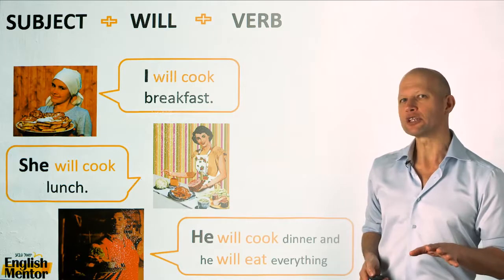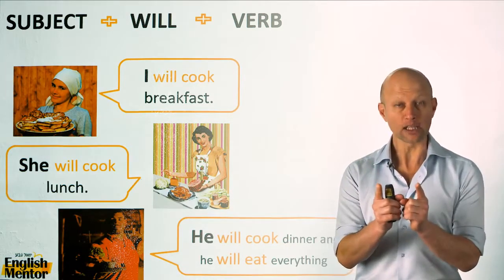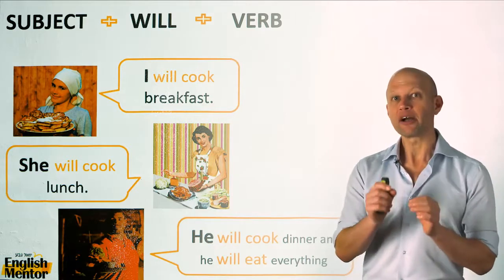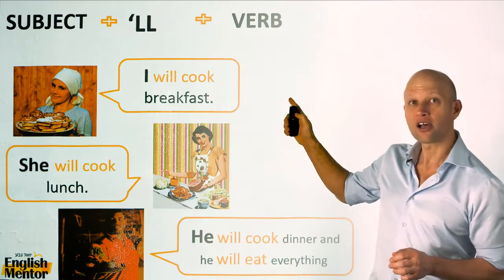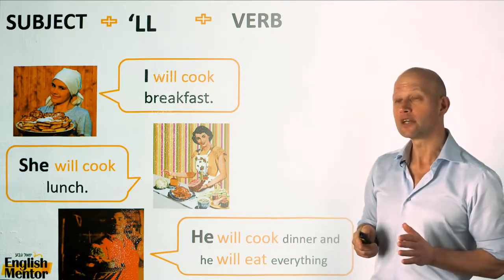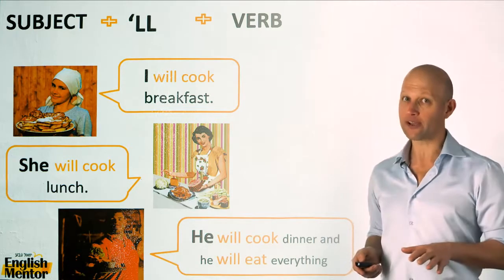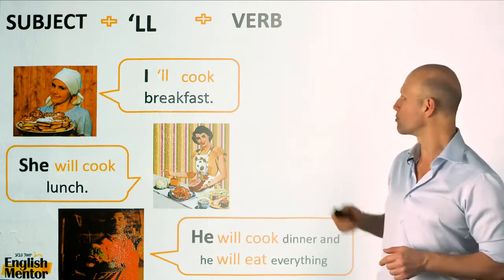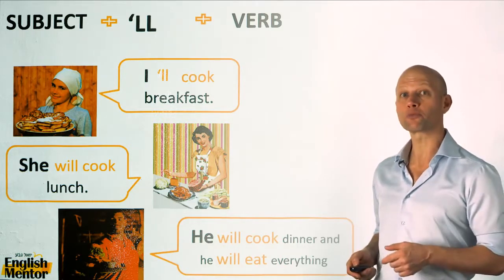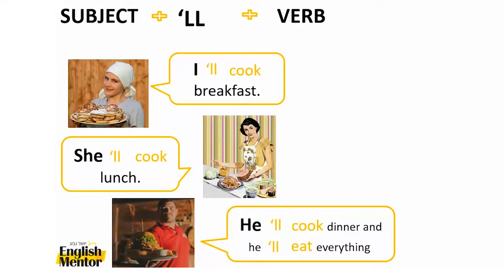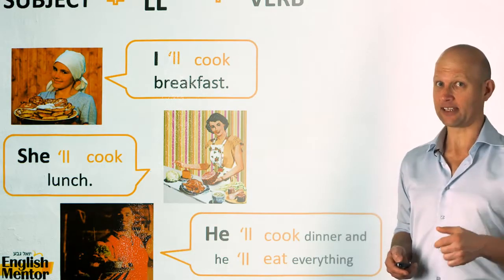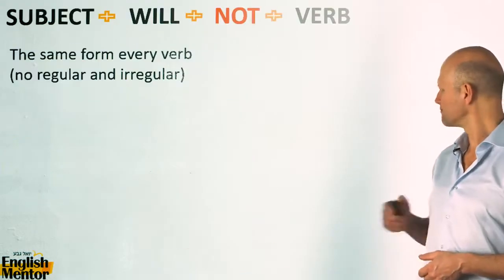Another cool thing about the future is that we can make the helping verb will shorter. We shorten it by just using 'll, the two letters of L at the end of the word will. So instead of saying I will cook breakfast, I can say I'll cook breakfast. Instead of she will cook lunch, she'll cook lunch. Instead of he will cook dinner and he will eat everything, I can make it shorter and say he'll cook dinner and he'll eat everything, which means I will be very hungry.